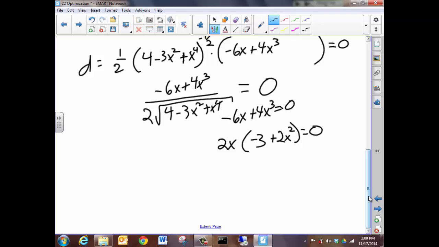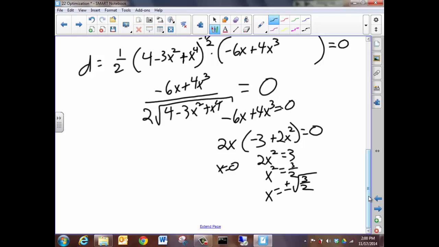Can we do that? I guess we can. So we get x equals 0, and we get 2x squared equals 3, or x squared equals 3/2, or x is plus or minus the square root of 3/2. Agreed? So we have 3 critical points.